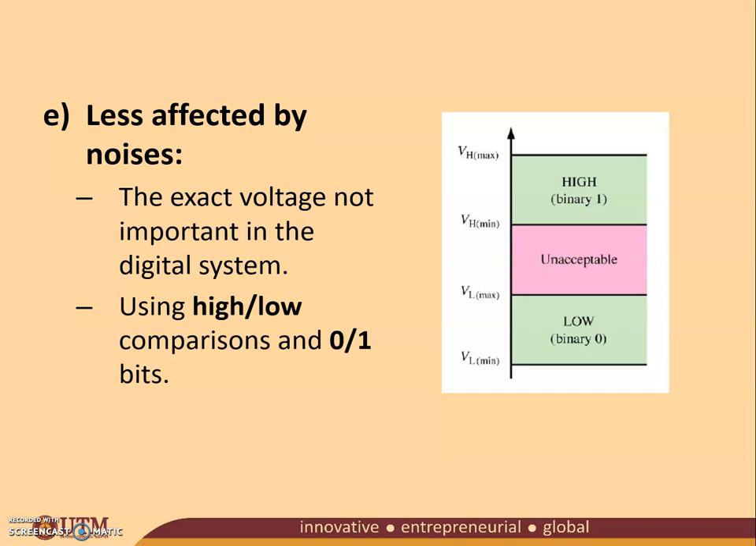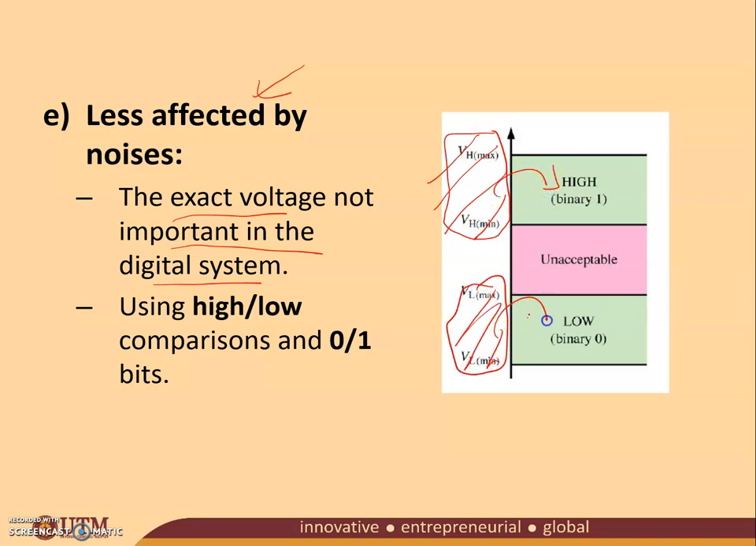For the digital system, it is less affected by noise. Why? Because the exact voltage is not important in the digital system, because we already categorize. For this one, we already put that anything that falls in this value is binary 1. Anything that falls within this value is binary 0. So it's using high-low comparison and 0, 1 bits to represent it.